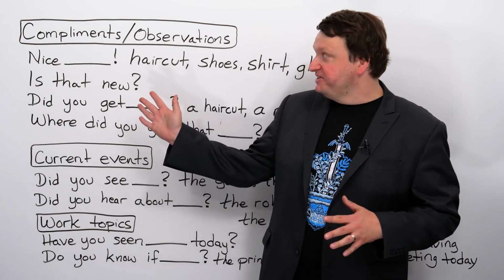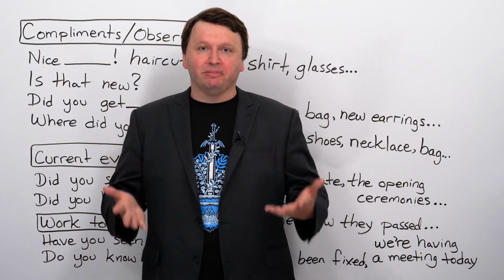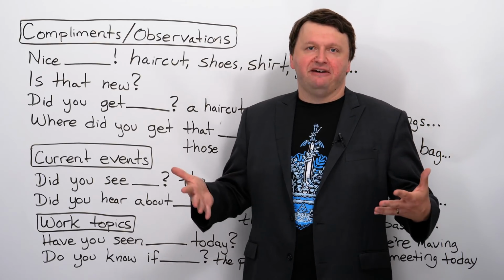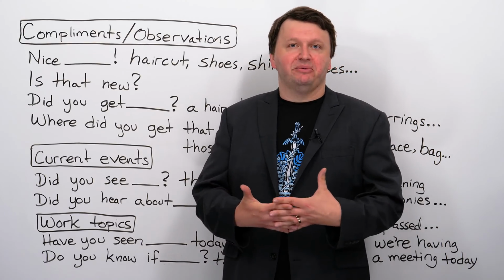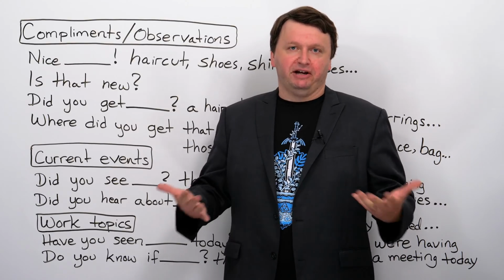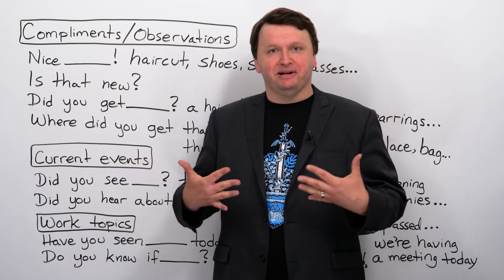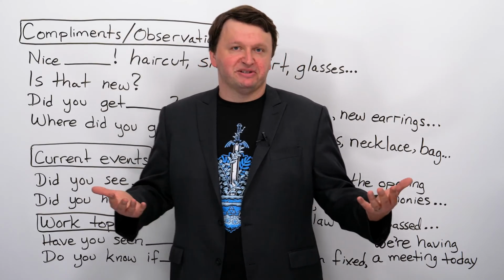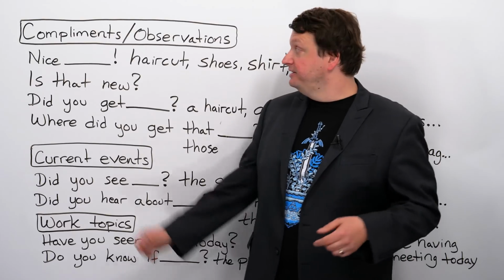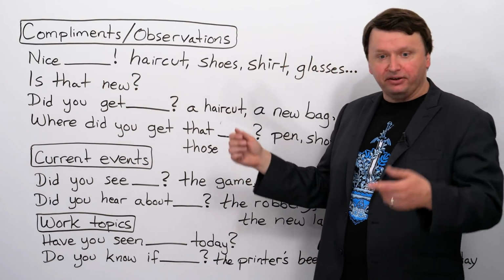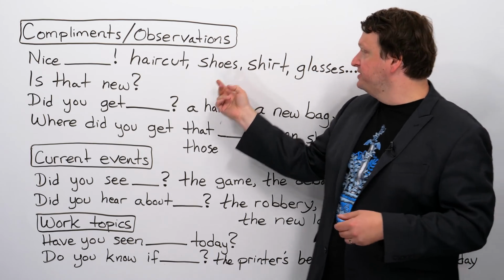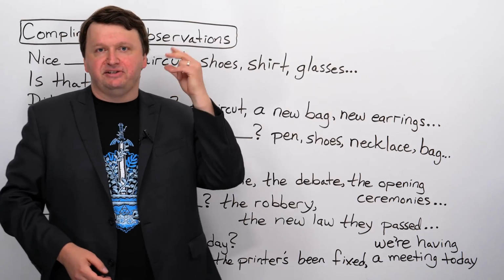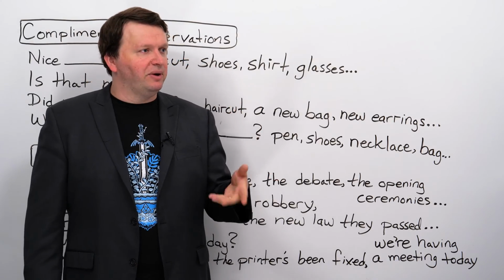And let's see what else you can talk about. Compliments and observations. So you can compliment a coworker, make observations about a coworker. Obviously, you need to have a good relationship, a good familiarity with them. Some people are not comfortable having things pointed out about their appearance. So use your discretion, your familiarity with the person. So you can say, nice haircut. Oh, nice shoes. Maybe they got new shoes. Nice shirt. Nice glasses. You can say, oh, thanks. I just got them this weekend. Oh, really? Like, why did you get new ones?